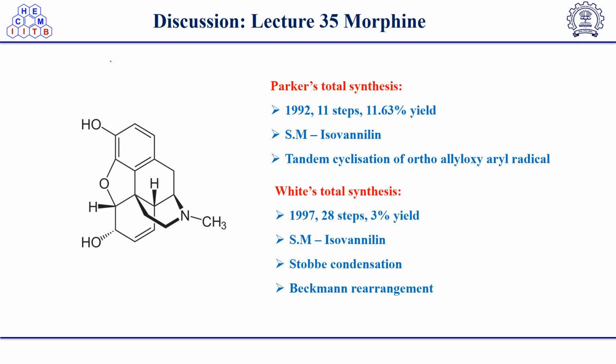And in White's total synthesis, which was completed in 1997, the focus of synthetic work was the unnatural enantiomer, that is plus morphine, where we have seen that carbenoid CH insertion is the key step, and other reactions like Stobbe condensation, Robinson annulation, and Beckmann rearrangement are also utilized for completing the total synthesis. Starting with the commercially available and cheap starting material, that is isovanillin, and he took almost 28 steps to complete this total synthesis with 3 percentage of overall yield. So that was about the total synthesis of morphine.